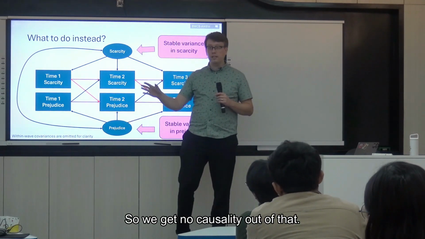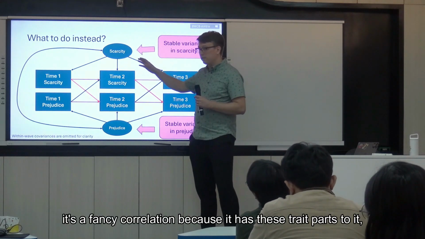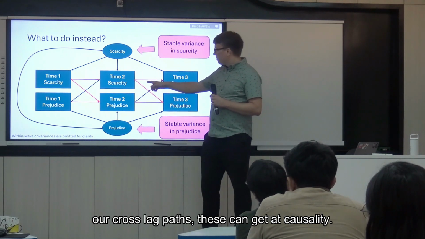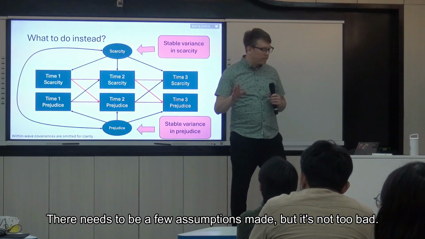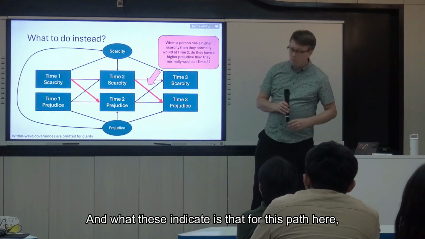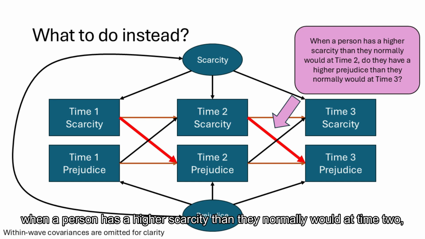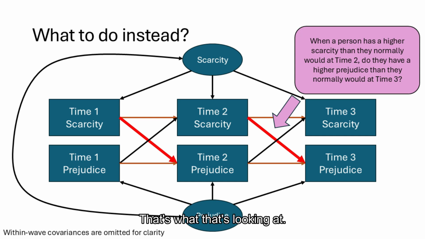So we get no causality out of that. That is just a correlation. But it's a fancy correlation because it has these trait parts to it. Our cross-lag paths, these can get that causality. There need to be a few assumptions made, but it's not too bad. And what these indicate is that for this path here, when a person has a higher scarcity than they normally would at time 2, do they have a higher prejudice than they normally would at time 3? That's what that's looking at.